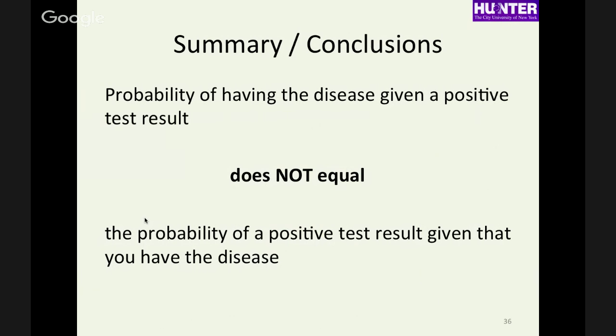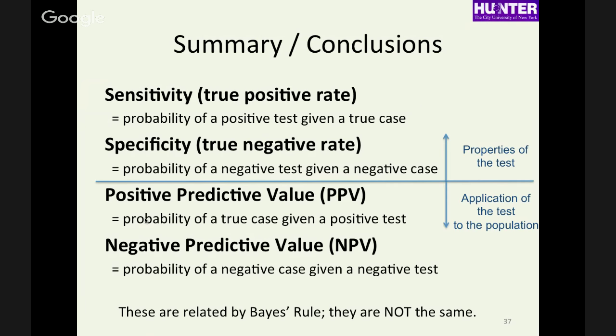In summary, if you've taken one thing from this class, it should be that the probability of having a disease given a positive test result is not the same as the probability of a positive test result given that you have the disease. That was the first example and kind of what I've been getting at, how to calculate and relate these things through the whole class. So there's your take-home message. Hopefully you'll also be able to do some calculations, but this is the big message. And here is a summary of all of the definitions for you, separated by properties of the test and application of the test to the population.